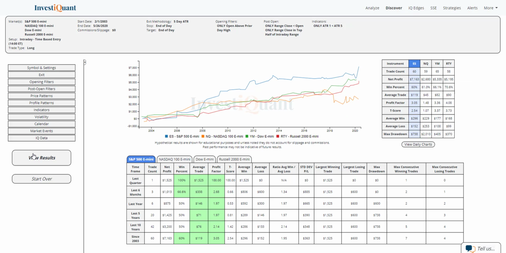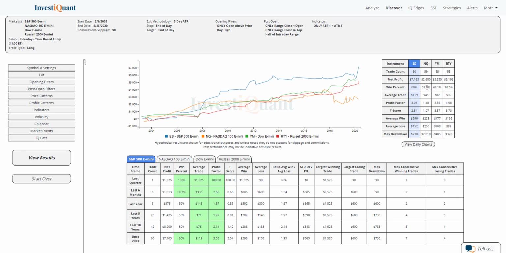And here are the results of going long at 2 p.m. Eastern time when you open above the prior day high after the one-day ATR was less than the 5-day ATR. And then since the open, you are trading below the opening print, but in the top half of the intraday range at 2 p.m. Eastern time. Based on that pattern, the ES has 60 samples looking back to 2003. NASDAQ, almost identical sample size there, 59, 65 in the YM, 58 in the Russell.